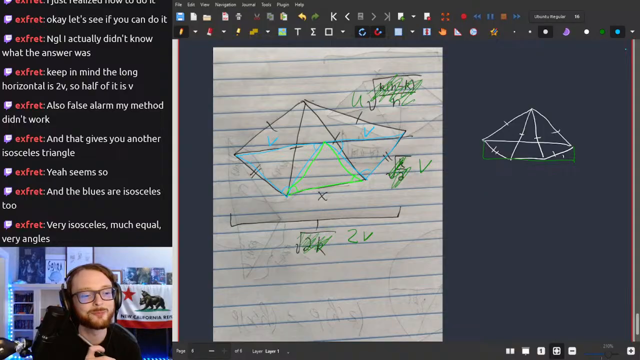Very isosceles, much equal, very angles. Doge does math. Much wow.